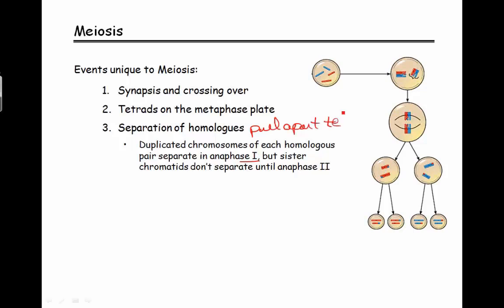So when those tetrads are pulled apart during anaphase 1, basically the 2 homologous chromosomes are no longer attached to each other. Now the sister chromatids, they will separate later, but it won't be until anaphase 2. And when they do separate, it's going to be non-identical sister chromatids that actually pull apart.